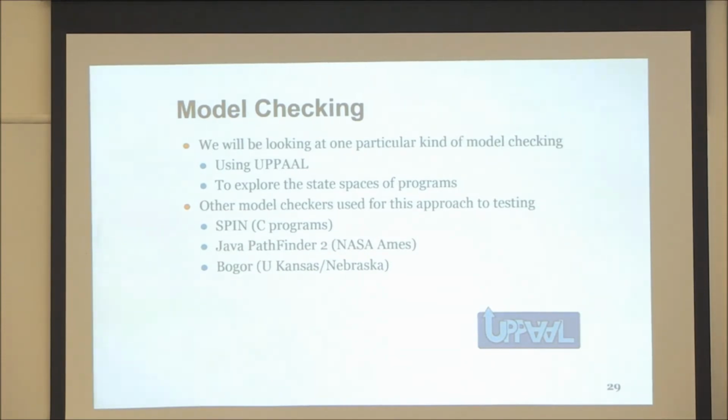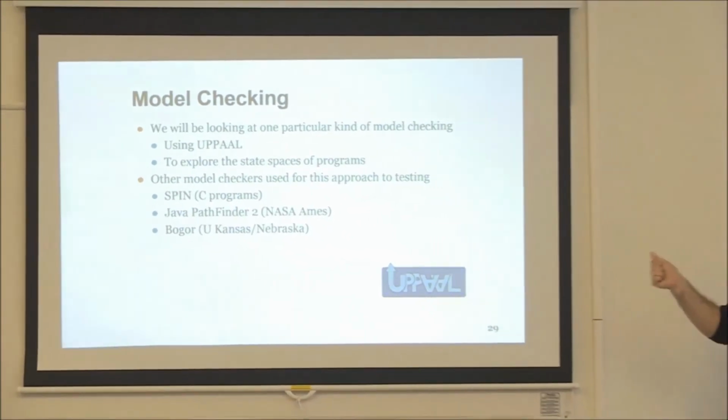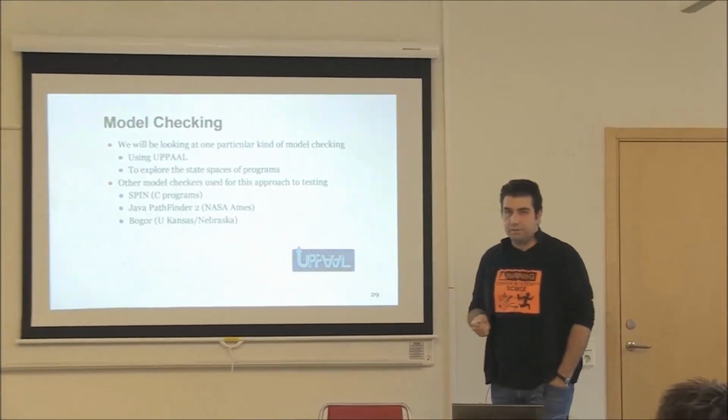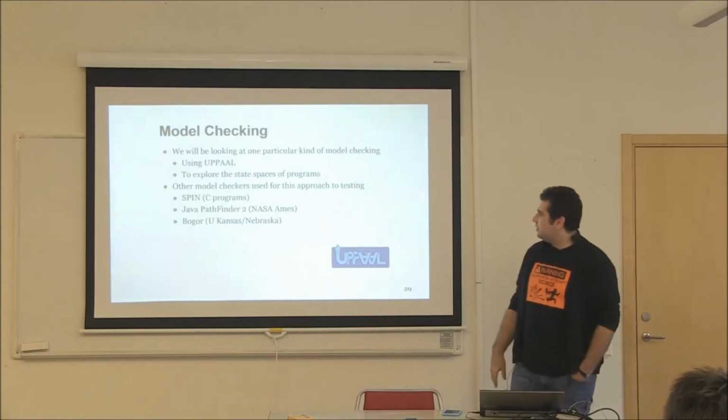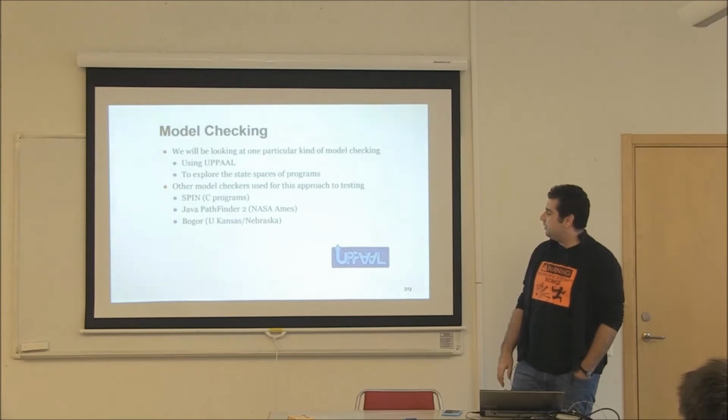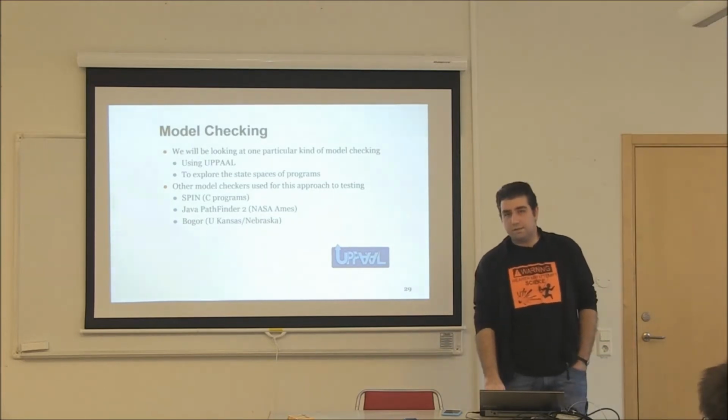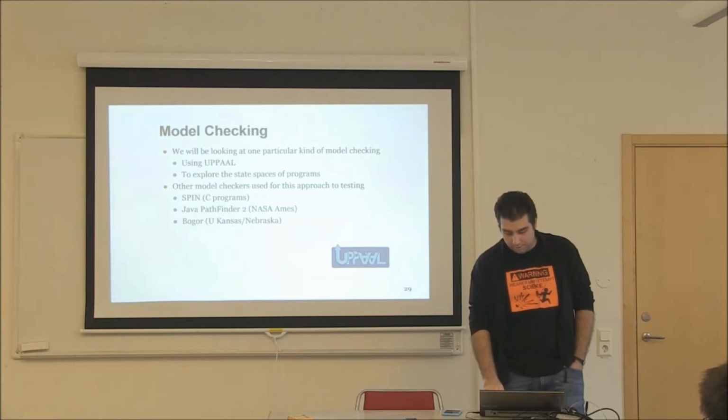But you have other model checkers. There's SPIN for C programs. That was used for checking all the code in the latest Mars rover that was sent. All the code in the Mars rover is C, not Java or other languages, and it was actually model checked with SPIN. Java Pathfinder 2 from NASA Ames is another model checker for Java programs, so you can model check any type of Java program you have. And also Bogor. This is not very useful, but it's from University of Kansas, Nebraska, and it's used in research.